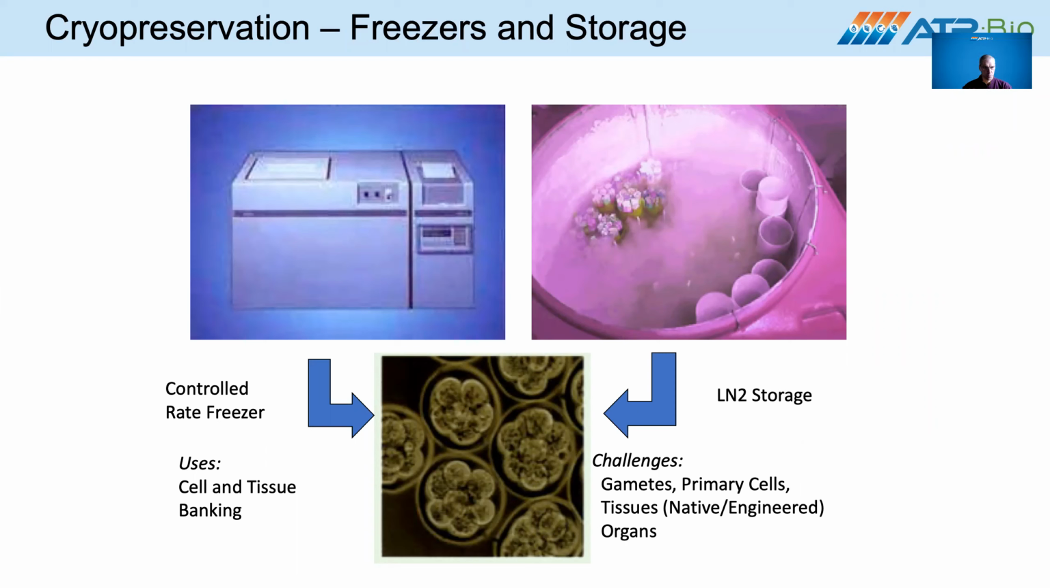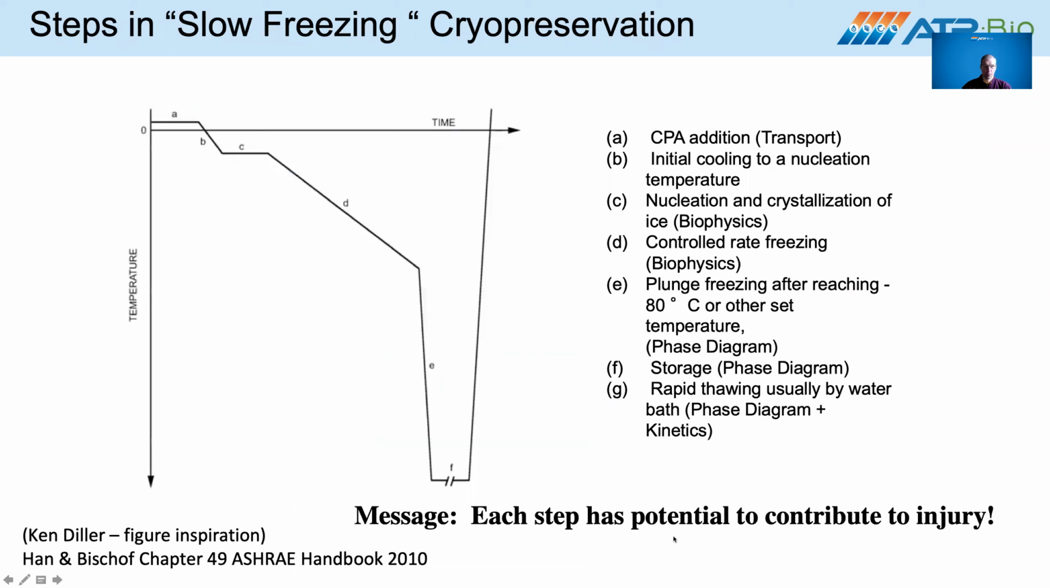One might use this for cell and tissue banking, and some of the challenges in this area are gametes, sperm and oocyte cryopreservation, as well as primary cells, also tissues and organs. So there are a number of steps in what I'll call slow freezing cryopreservation. This is a type of cryopreservation where we allow ice to actually form in the extracellular space. There are other types of cryopreservation where we don't. An example of that is vitrification, and that'll be a topic for a different lecture.